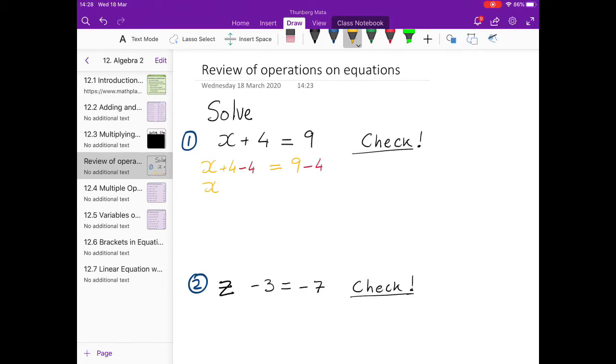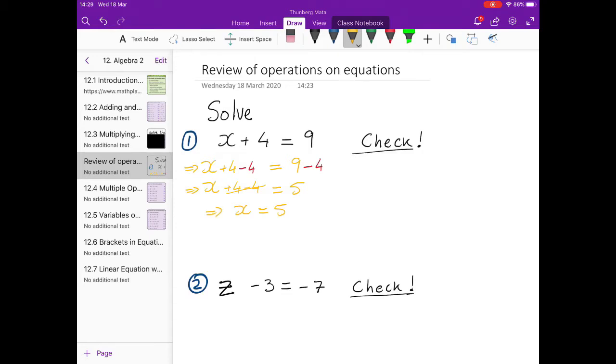That will then leave me with x plus 4 minus 4. If I have 4 things and I take 4 away, I'll be left with 0, is equal to 9 take away 4. That will leave me with 5. So that leaves me with the answer of x is equal to 5. Now, don't let me forget the arrows.